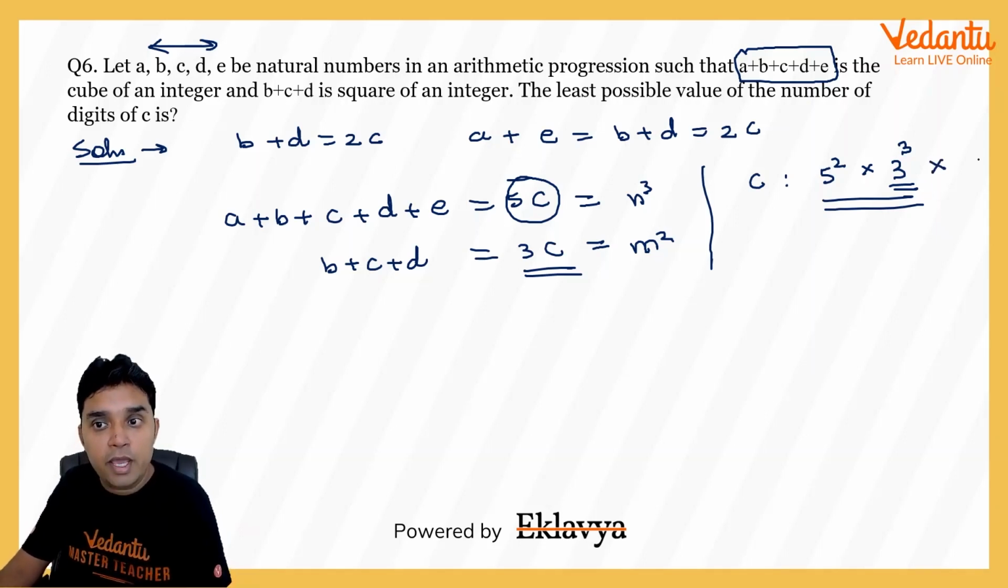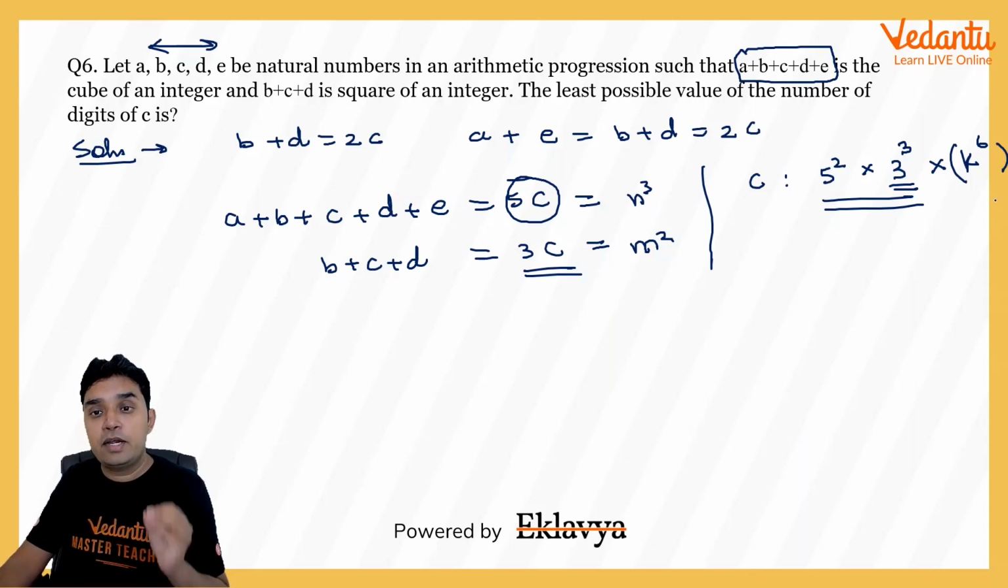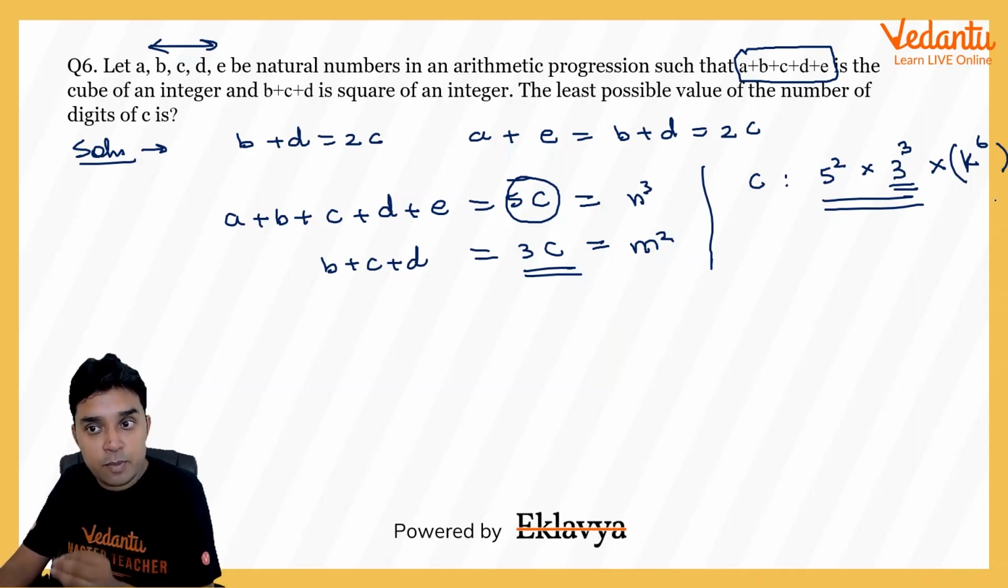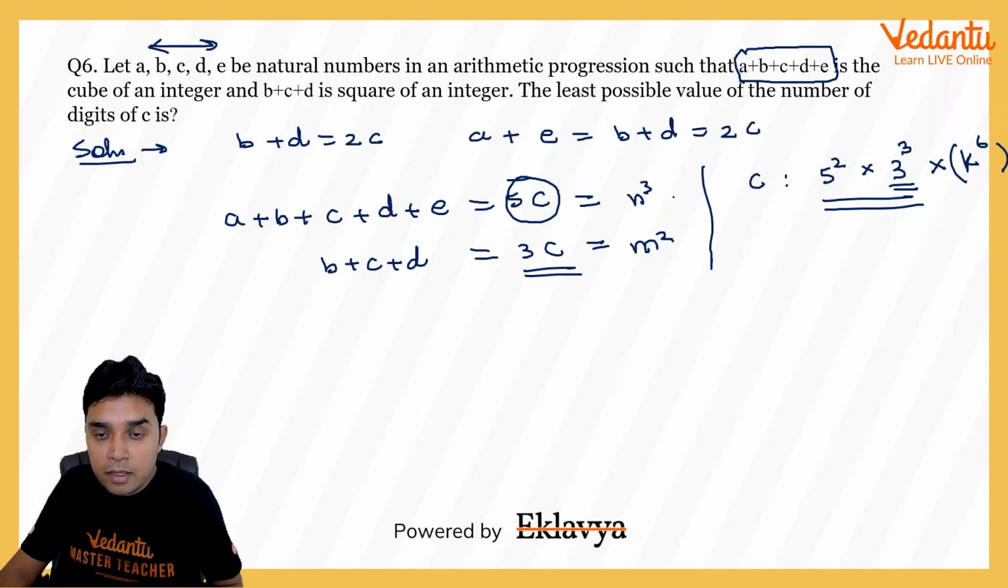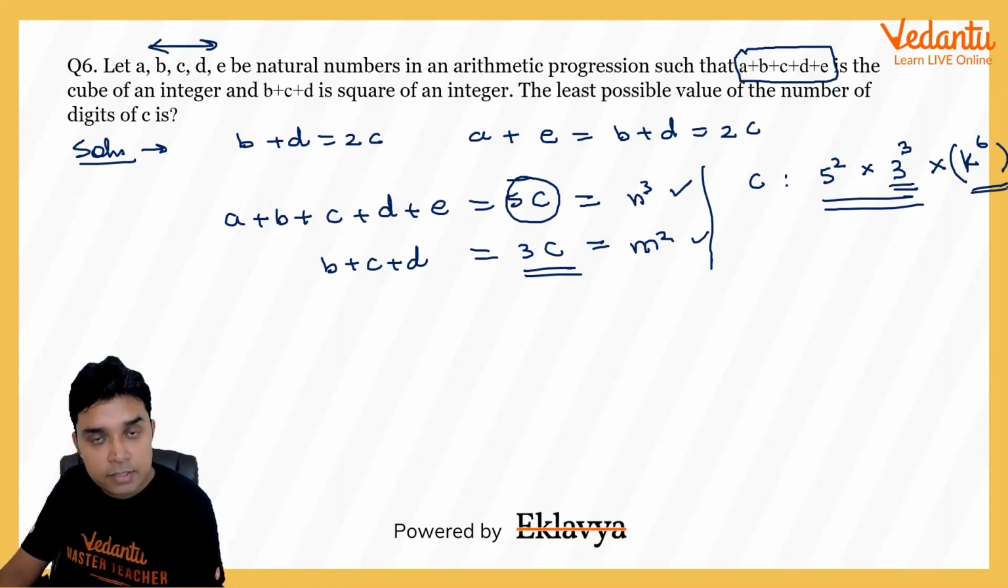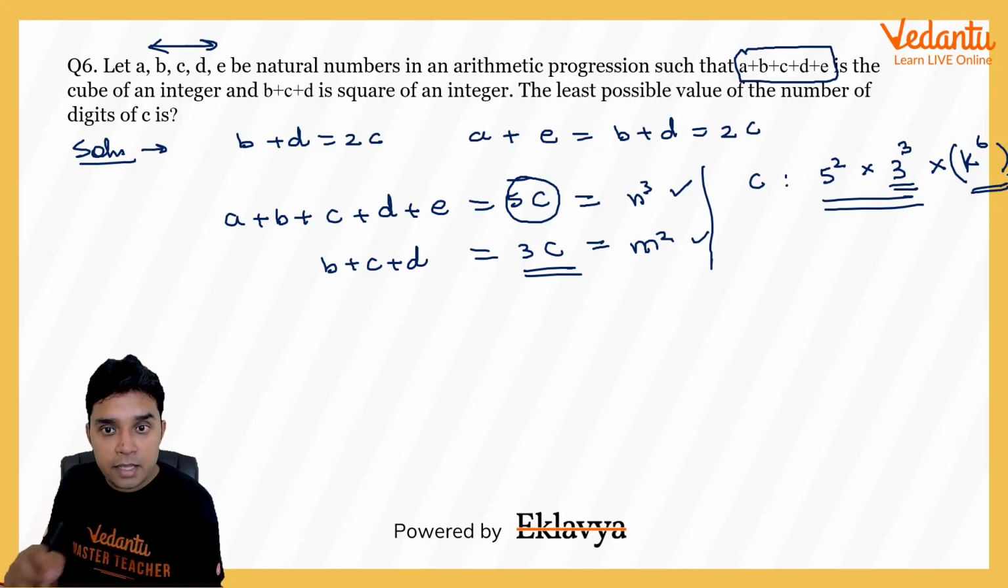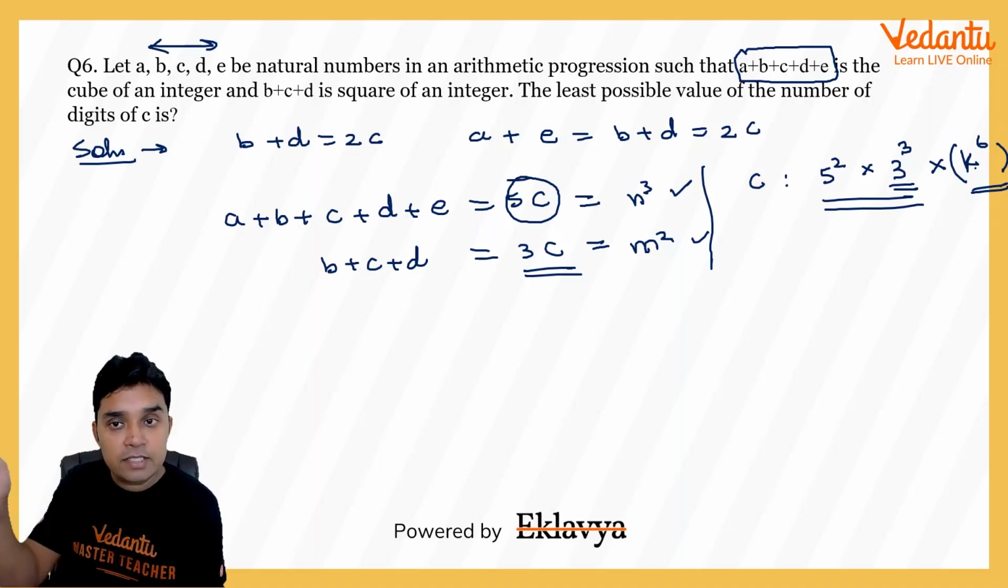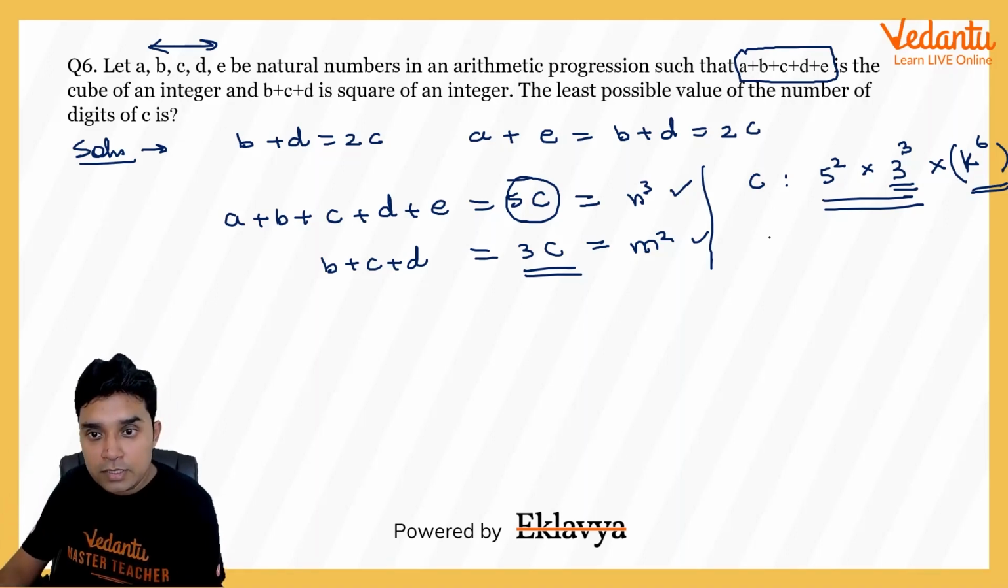In fact, you may have a perfect sixth power of some other number also in the prime factorization of C. Why am I saying perfect sixth power? Because 5C is a perfect cube, and 3C is a perfect square also. So if you want that the other factor than 5 and 3 can be written as a perfect cube as well as a perfect square, it has to have power 6 of some integer k. Okay, so this C has to be 25 into 27 into some k power 6.